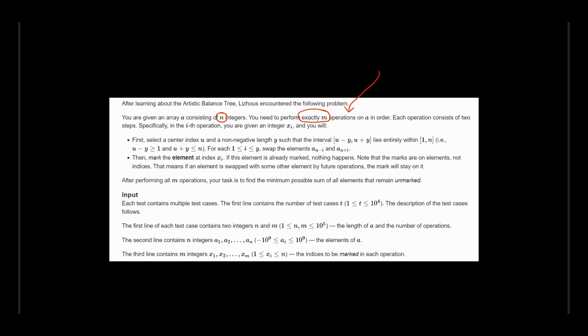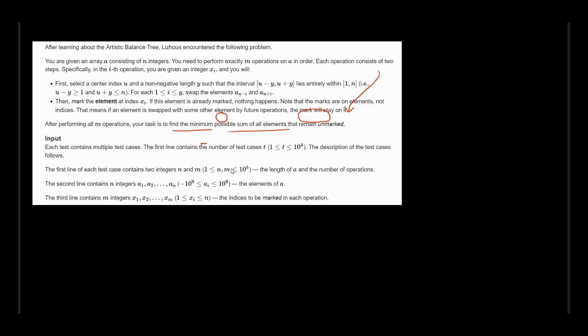Each operation consists of two steps. Specifically, in the ith operation, you are given an integer xi, and what will you do? First, select a center index u. Let me move this over here so that we can do some whiteboarding as well. So you first select a center element, and a non-negative length y such that the interval u minus y to u plus y lies entirely within 1 to n. What is it even trying to say? First select a center index u, and then a non-negative length y such that this interval is u minus y to u plus y.